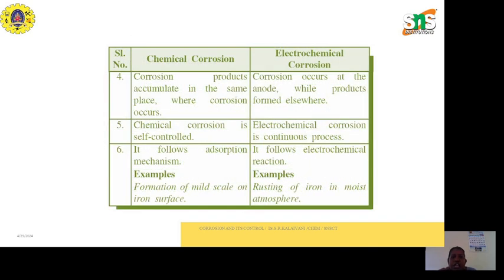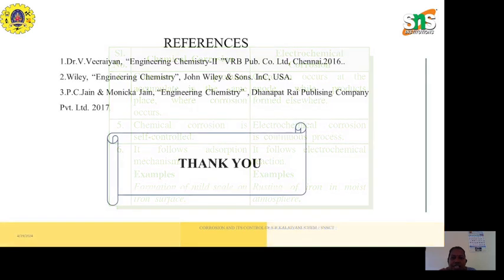Chemical corrosion products accumulate in the same place where the corrosion occurs. In electrochemical corrosion, the product forms elsewhere. Chemical corrosion is self-controlled. Electrochemical corrosion is a continuous process. Chemical corrosion follows the adsorption mechanism. Electrochemical corrosion follows the electrochemical reaction mechanism.